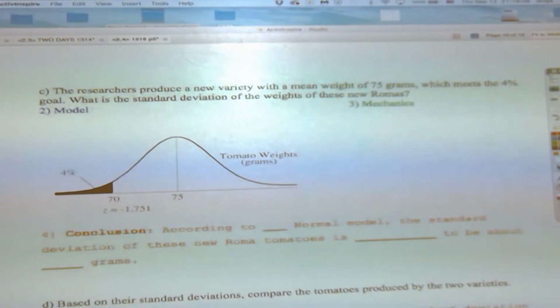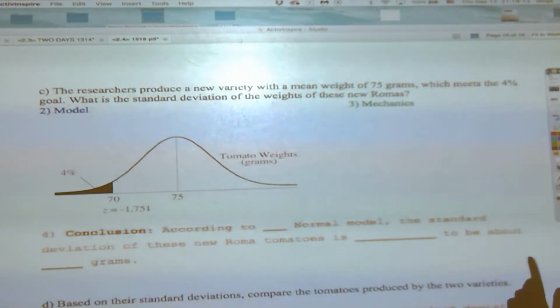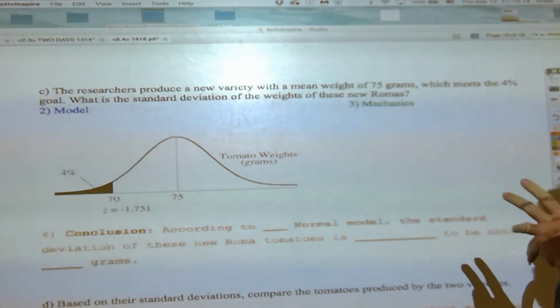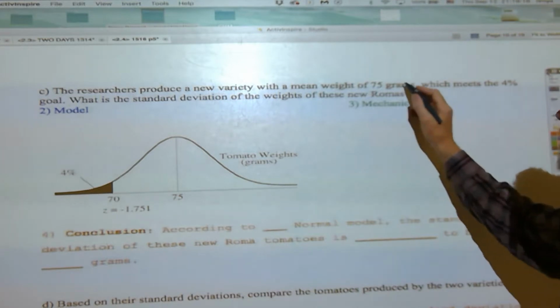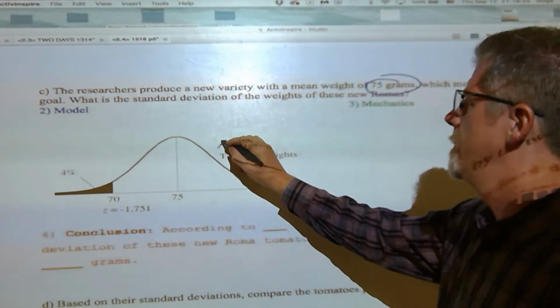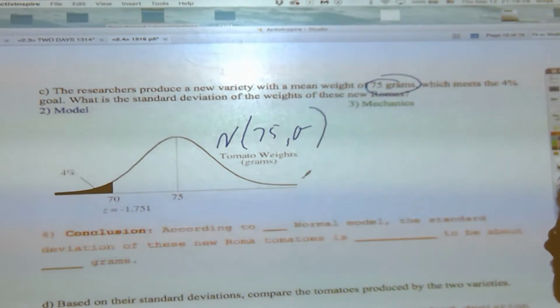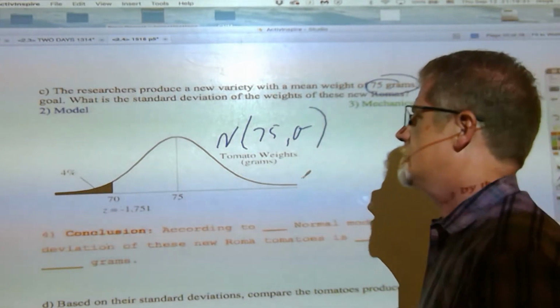What's the standard deviation of the weights? Oh, this is a separate problem. This is just new givens. They're just announcing to you that they did a new variety through genetic engineering, apparently, where the mean is 75. We don't know sigma, and it does meet the 4% goal. So what's the standard deviation?